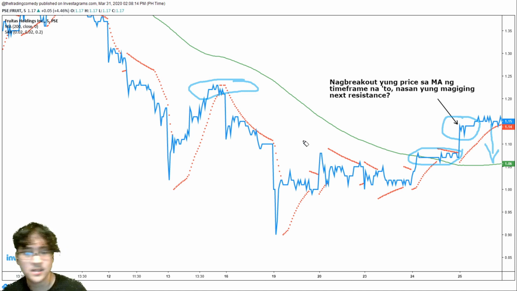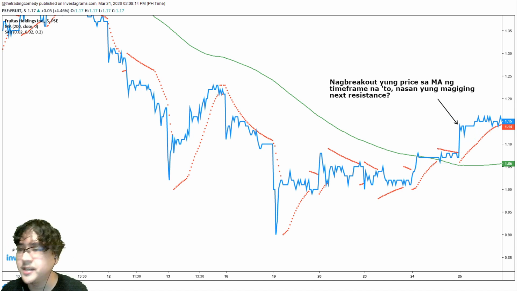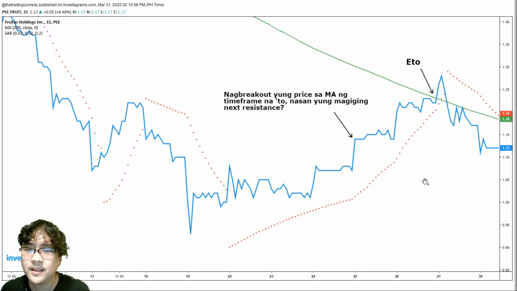Okay, so let's erase this and let's go to the next slide. Let's see where the resistance actually is in the 15-minute time frame. There. So it's actually kind of close to here.